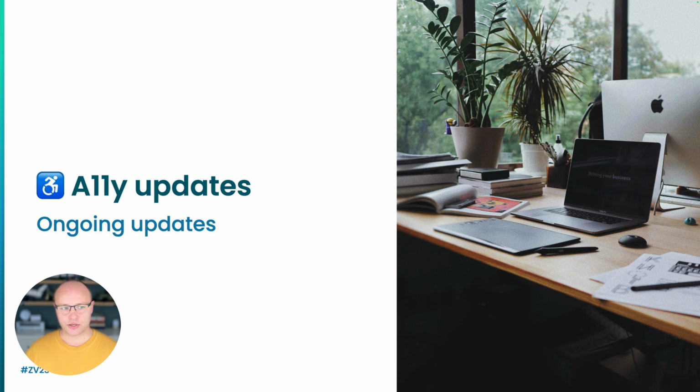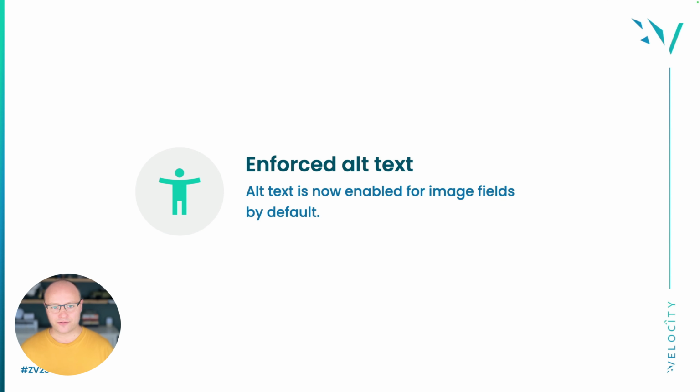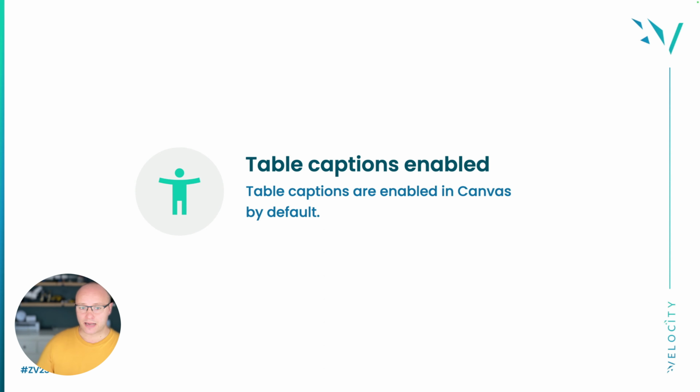We continue to focus on bringing accessibility updates to the product. We now enforce alt text when you add an image field to a content type. You can still switch this off, but we just feel it's a good default to have. So that's been updated. Table captions are automatically enabled in Canvas, and we plan to bring this to rich text fields as well, ensuring that all tables have captions is a WCAG requirement.